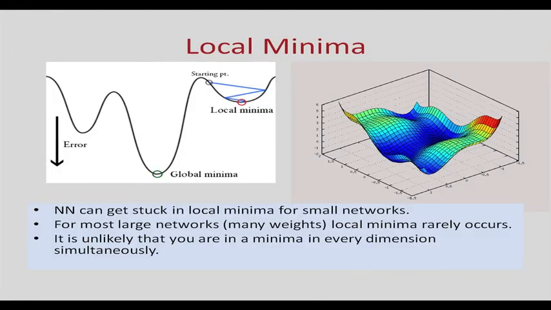So, this picture illustrates local minima. As we said, neural networks can get stuck in local minima for small networks, and we also said that if you use stochastic gradient descent, it is less likely to get stuck in local minima. But in practice, when you have a large network with many weights, local minima is not so common, because we have so many weights. Since you are doing every weight separately, it is unlikely that the same local minima will be the minima of all the weights.